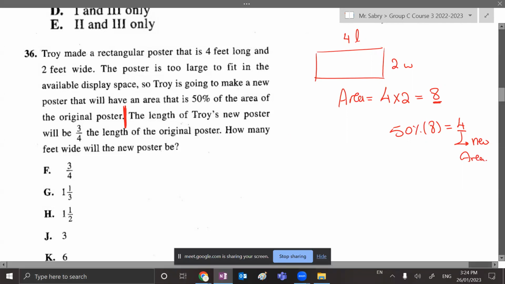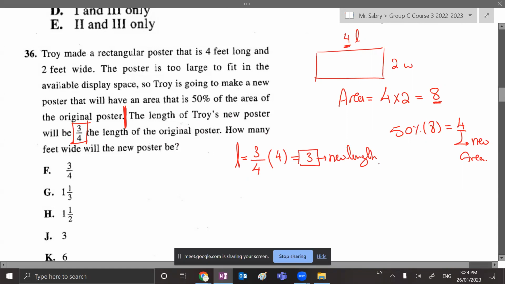Then they said the length of Troy's new poster will be 3/4 the length of the original poster. So the length of the new poster is 3/4 of the original poster's length from before. Which means that I can do on a calculator 3/4 times 4, which means that the answer is 3. That's the new length of the new poster.